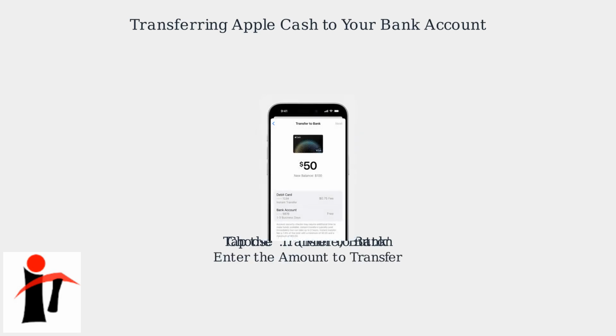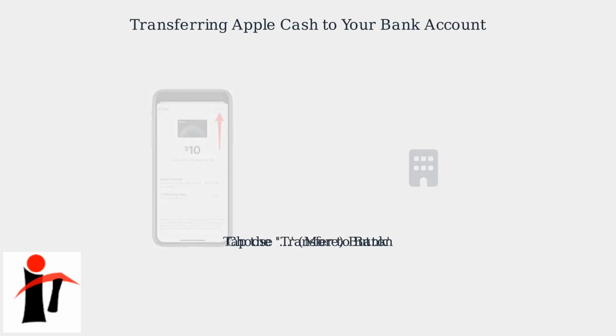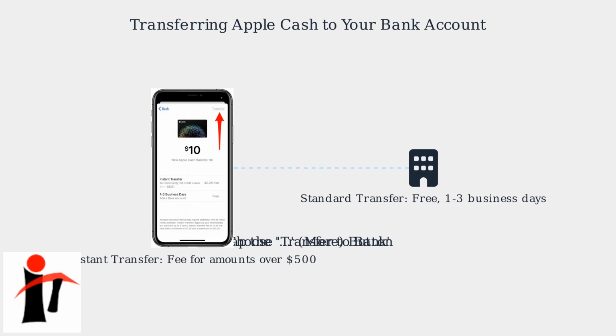On the transfer screen, enter the amount you want to transfer from your Apple Cash balance. Then, select the bank account where you want the funds to go. Finally, choose your transfer method. For instant transfer, there's a small fee if the amount is over $500 and funds arrive immediately. The standard transfer is free but takes 1 to 3 business days to complete.